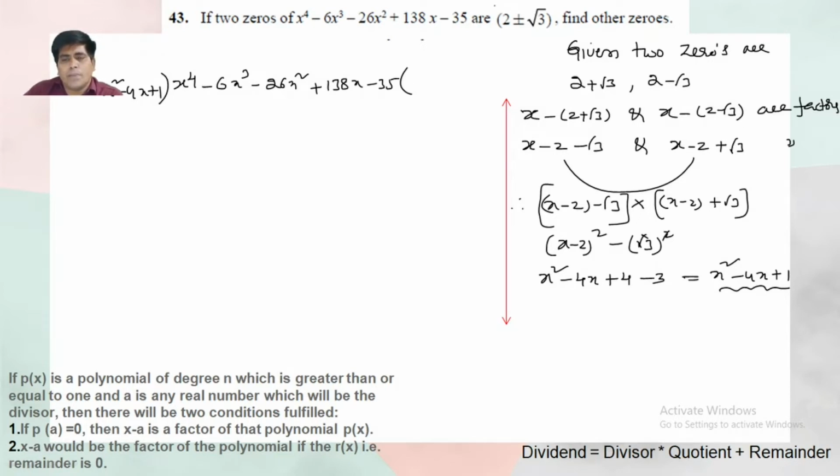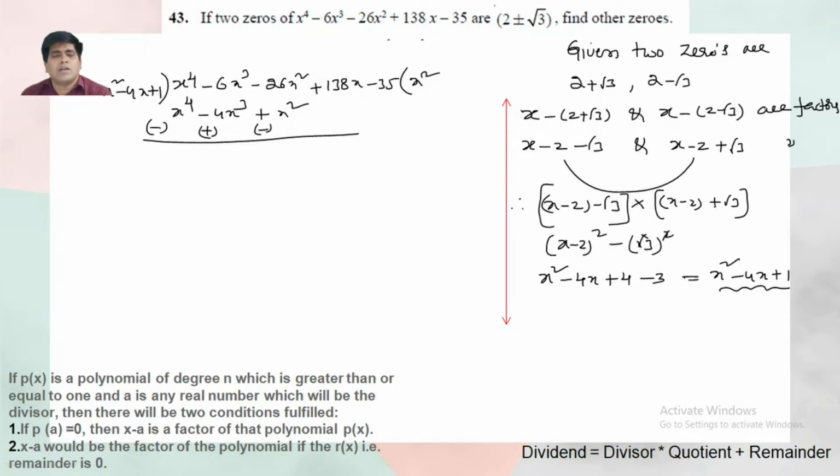These three terms you multiply with x square. So what will you get? X power 4 minus 4x cube plus x square. While subtracting, change into opposite signs: plus becomes minus, minus becomes plus. First term gets cancelled. Here I am getting plus 4 minus 6, clearly minus 2x cube. And this is minus 38x square, plus 138x minus 35.